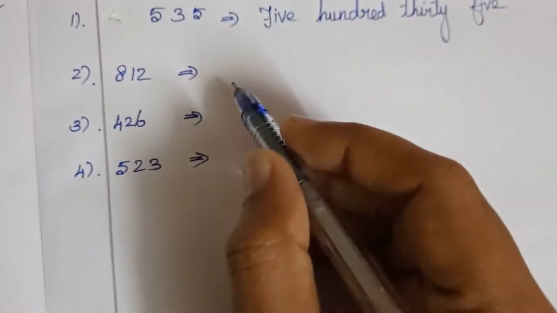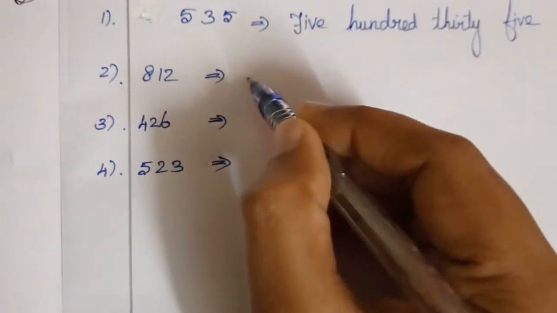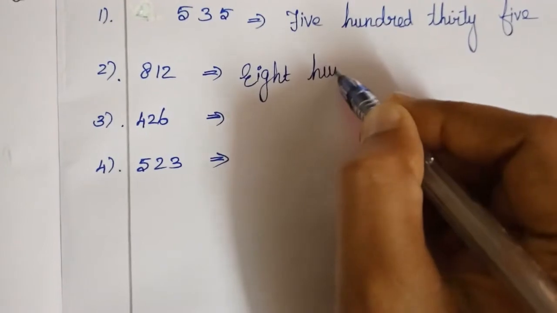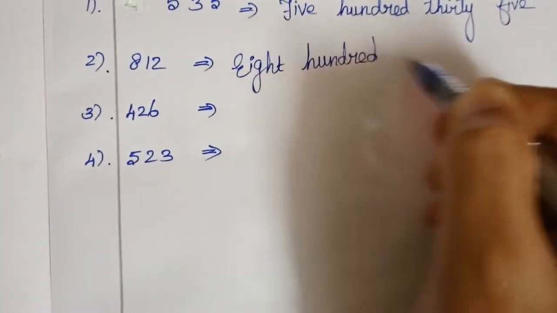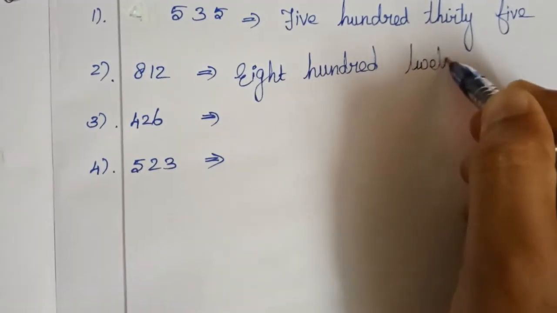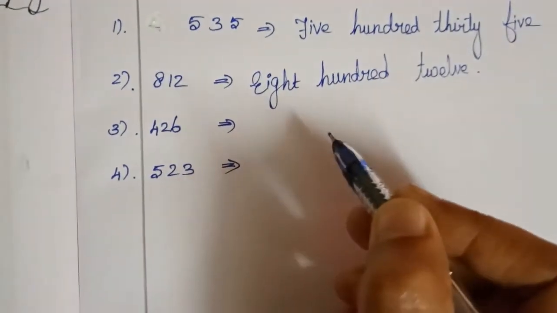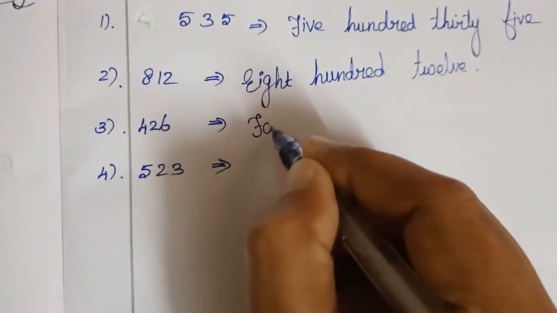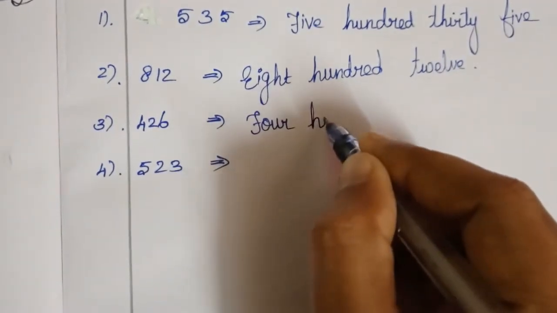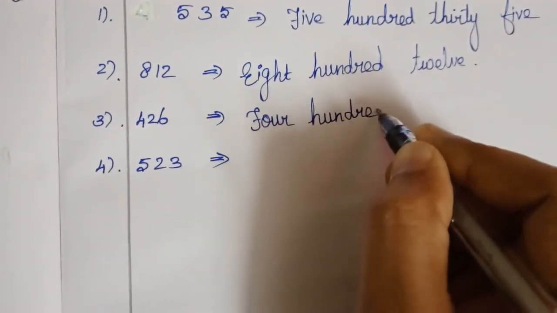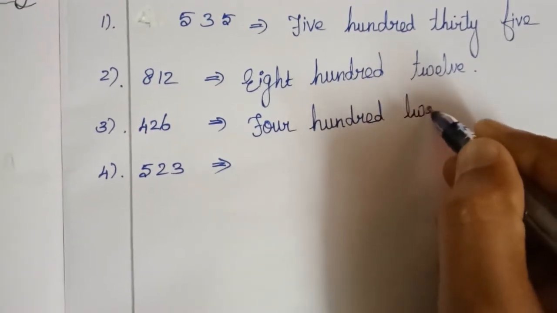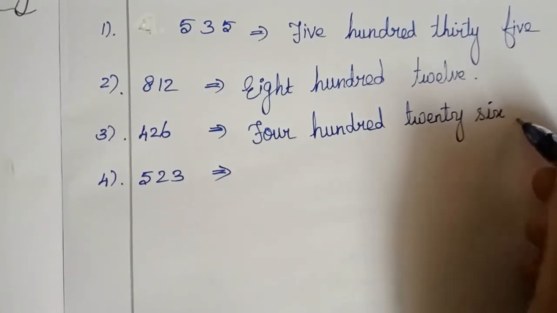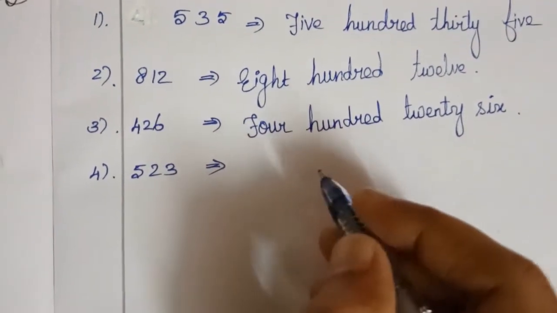The next one, 812. Write 812. The next one, 426. Then the last one, 523.